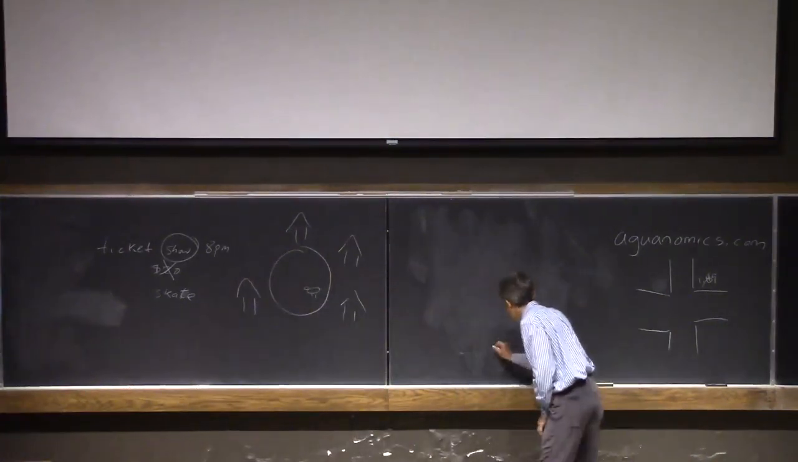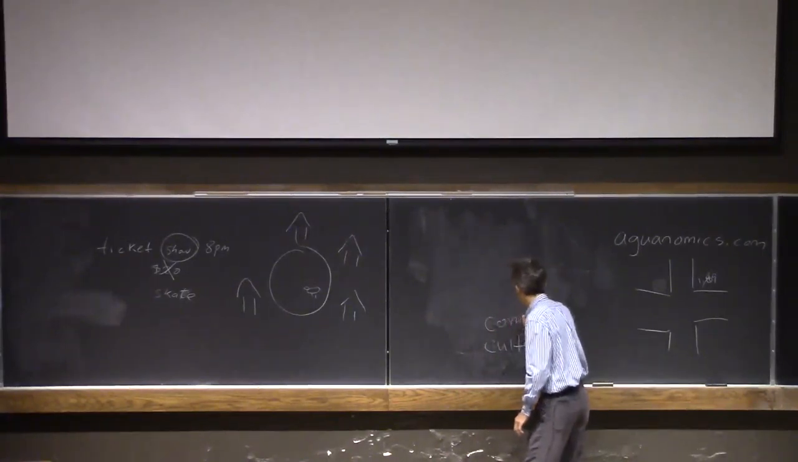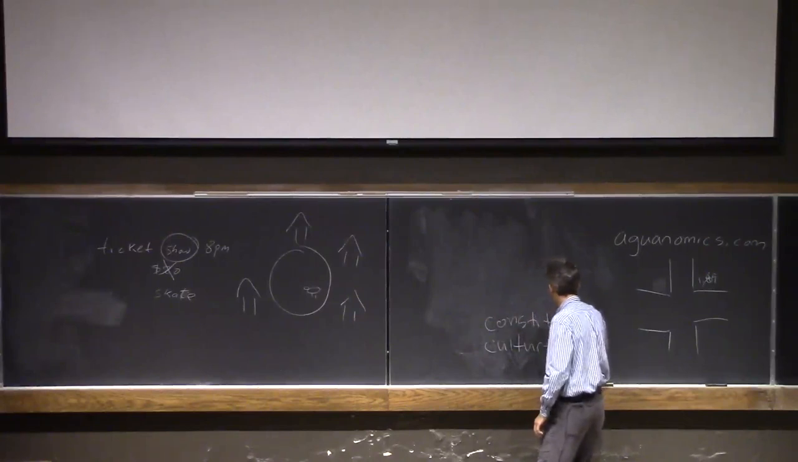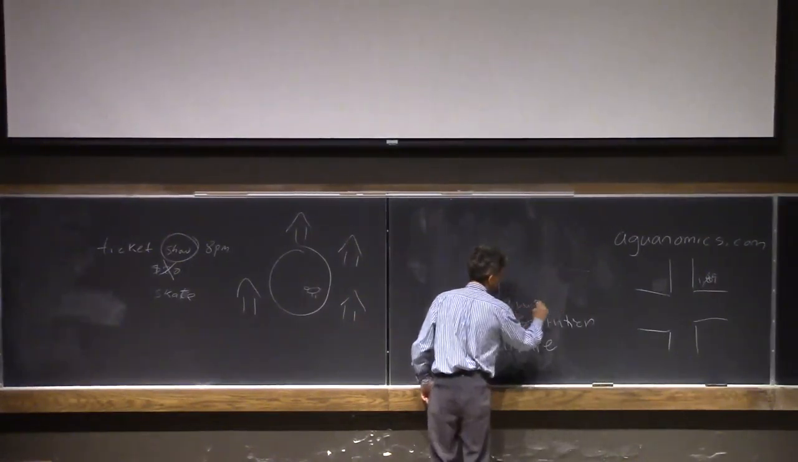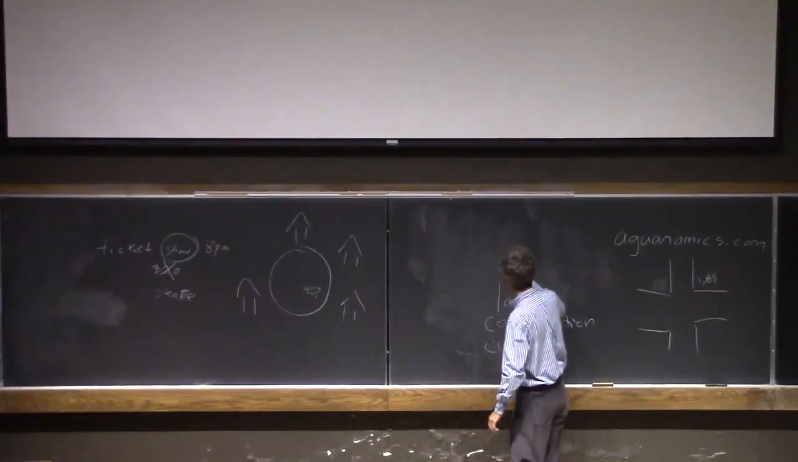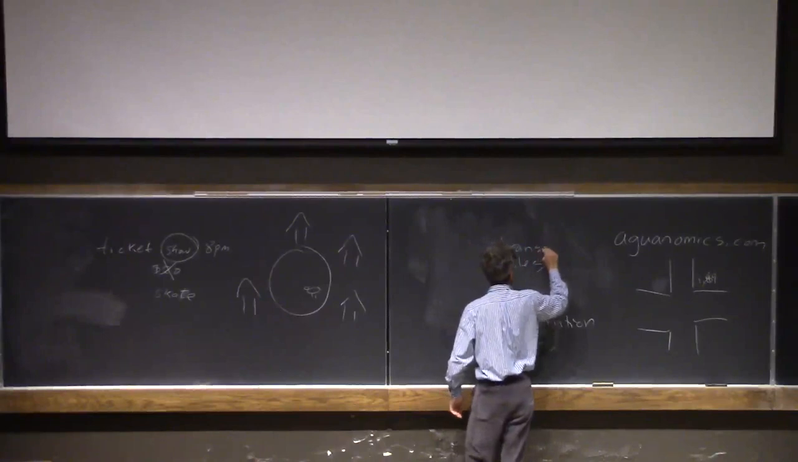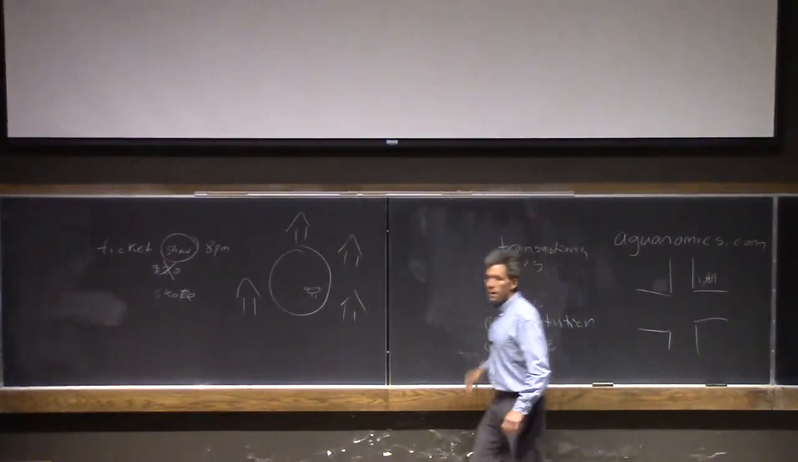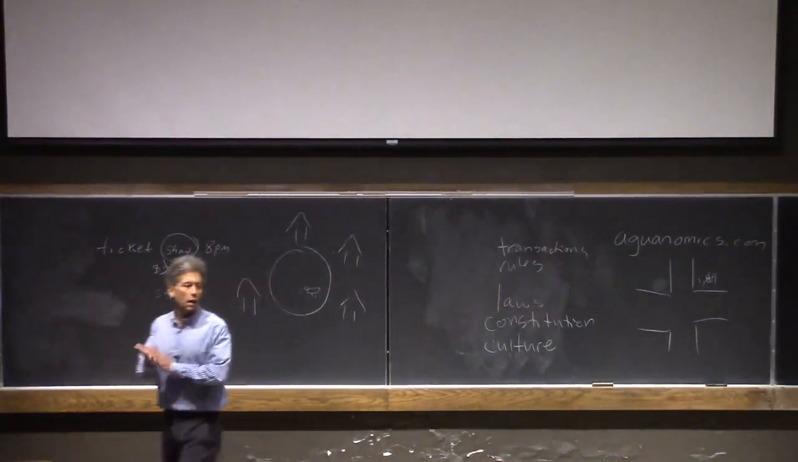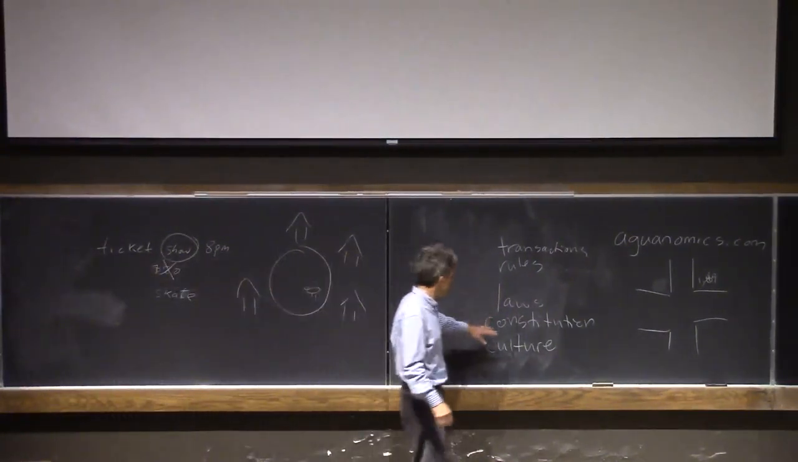On the bottom layer, we've got culture. Then we have constitution. Then we've got laws. Then we have rules. Then we have transactions. There's a great paper on this that I can recommend to you if you're really interested in it, by a guy, Williamson, who wrote it. He just described this. You don't need to know more than this diagram.